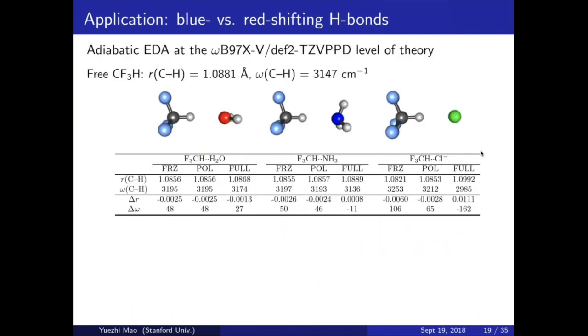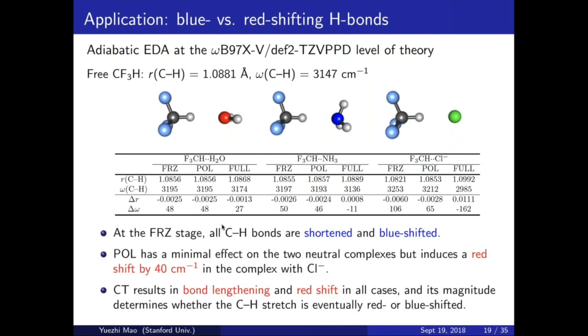And here is another application of the adiabatic EDA to the blue and red shifting hydrogen bonds. We first calculate the CH bond length and its stretch frequency in isolation. And then we perform the geometry optimization and frequency calculation on the frozen, polarization, and fully relaxed potential energy surface. And then we can get the shift of this bond length and the stretch frequency at different stages.